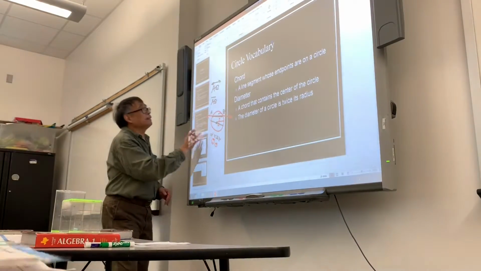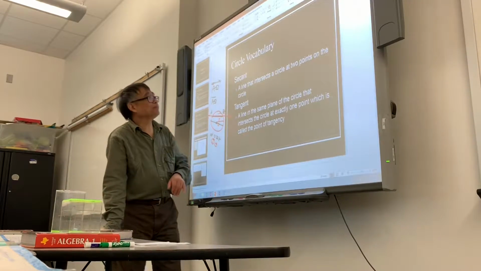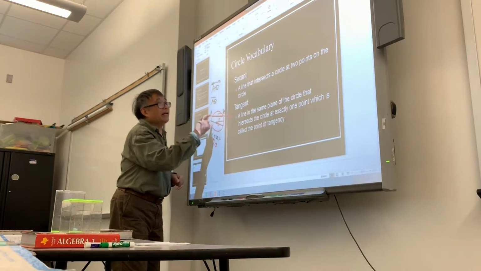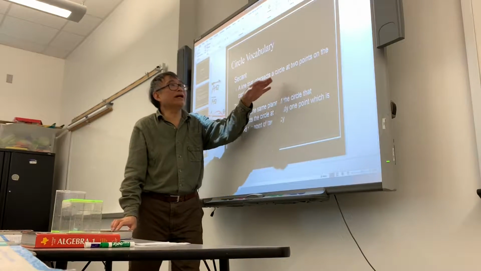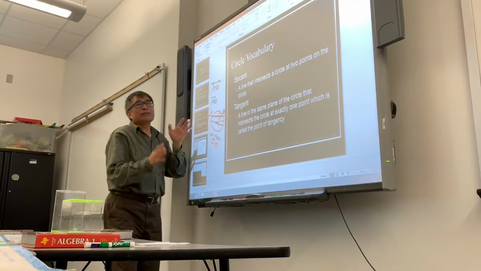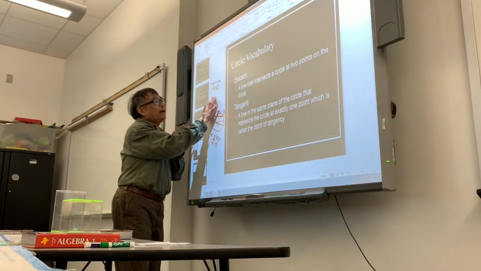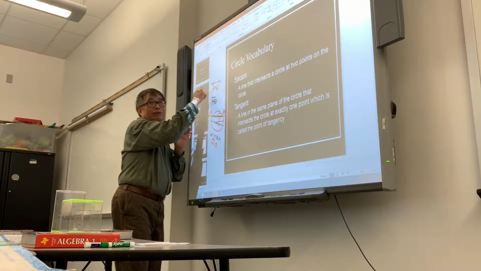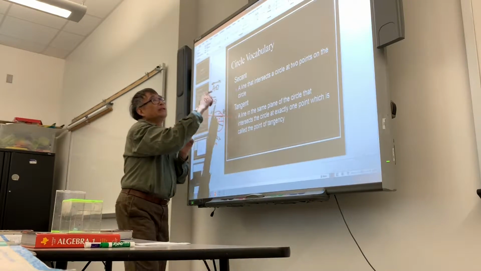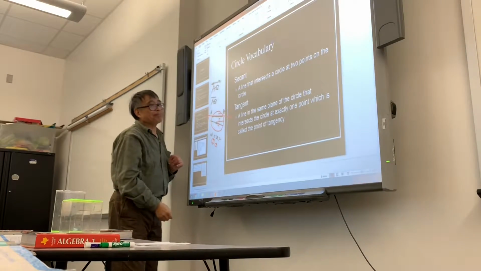Okay, please. Now, circle vocabulary, secant. This line AB is a secant, a line that intersects the circle at 2 points on the circle. Some students are still confused after finishing geometry class. AB with a bar means chord AB. AB without the bar means line AB, which is a secant. This line we call secant.